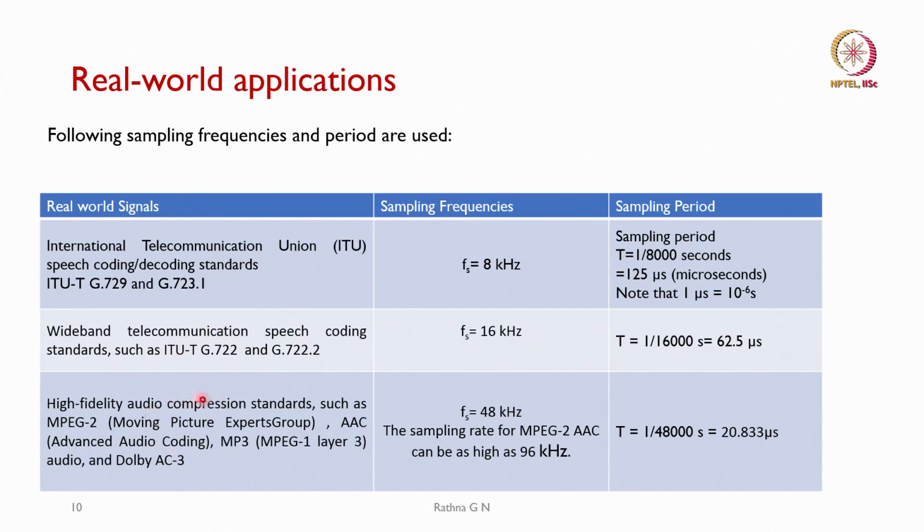Coming to the third real world example, high fidelity audio compression standards such as MPEG-2, the Moving Picture Experts Group, and AAC, that is Advanced Audio Coding, and the MP3 coding technique, which is MPEG-1 Layer 3, considered for audio, and also the Dolby AC3 systems. In these applications the sampling frequency used is 48 kilohertz, and for MPEG-2 AAC the sampling rate can be as high as 96 kilohertz.